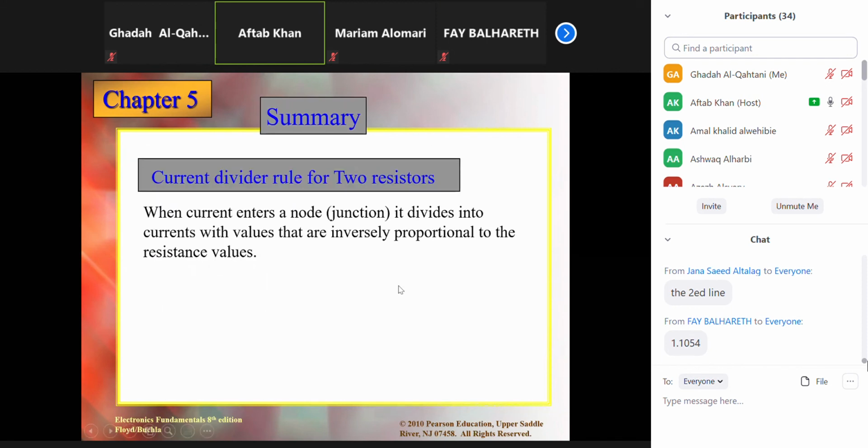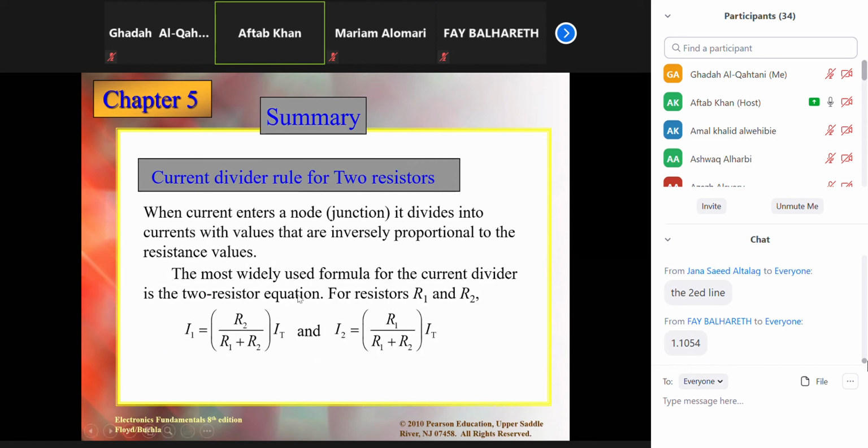Okay, so next is the current divider rule for two resistances, girls. Two resistances, special case, right? This is a special case. So it is like that. What is special here? They are saying this time we are not having multiple resistances, we have two resistances only. This is the total current, and current is divided into two parts.